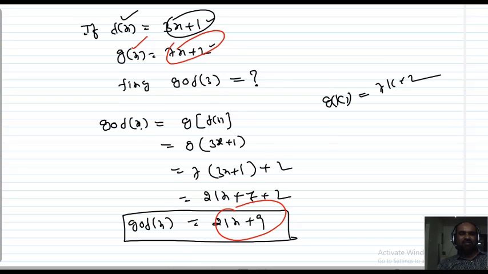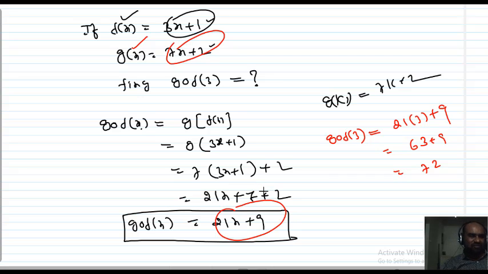Now I can find G circle f of 3. That is 21 into 3 plus 9, which is 63 plus 9, equal to 72. So the image of 3 is 72 under the new function, that is the G circle f function. Okay, students?